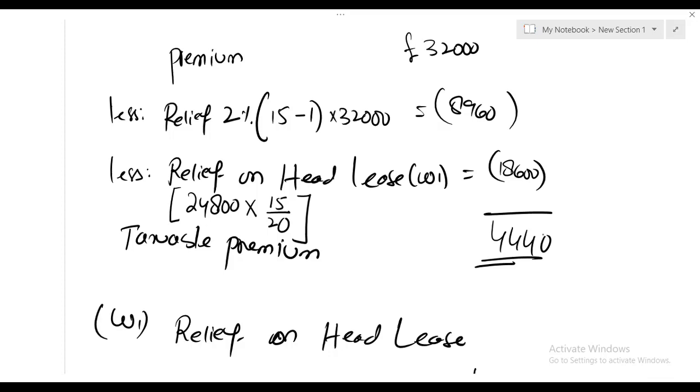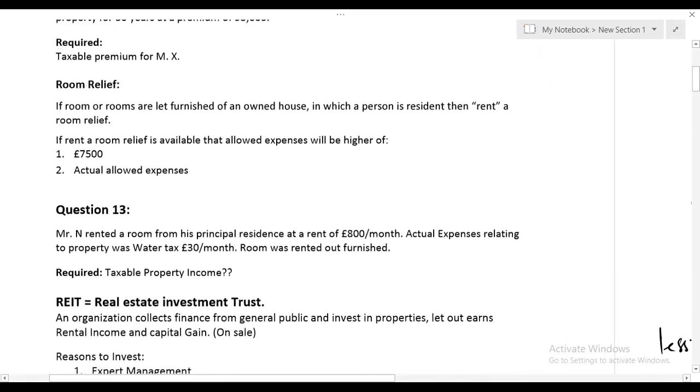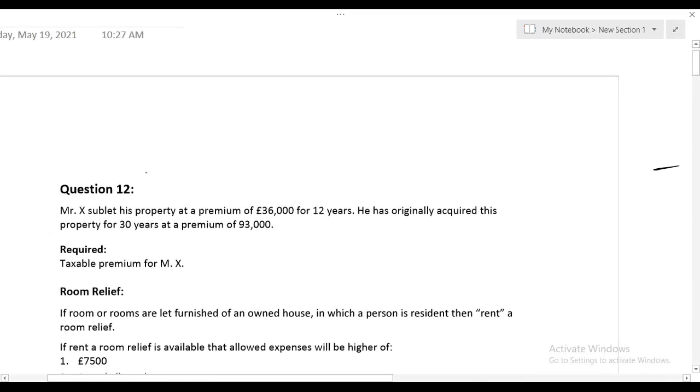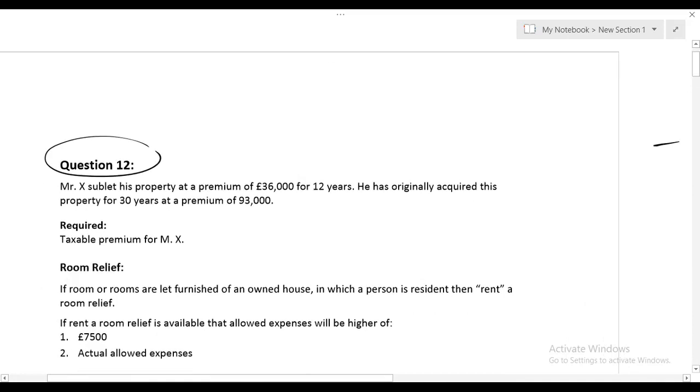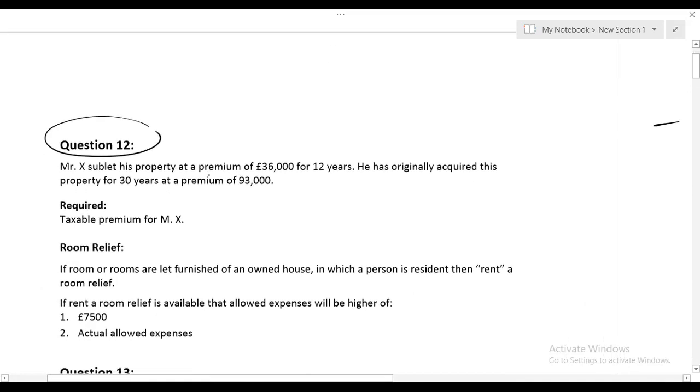Okay. Now let us see a question on this concept. It is question number 12. Mr. X sublet his property at a premium of 36,000 for 12 years. He has originally acquired this property for 30 years at a premium of 93,000. Required is the taxable premium for Mr. X.